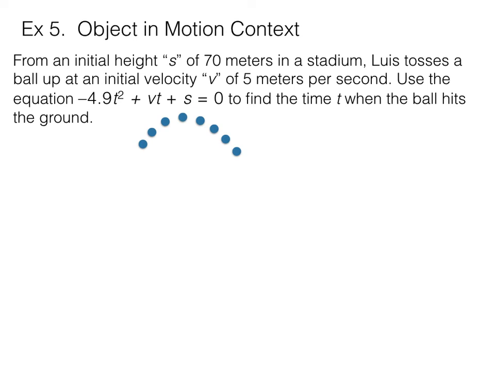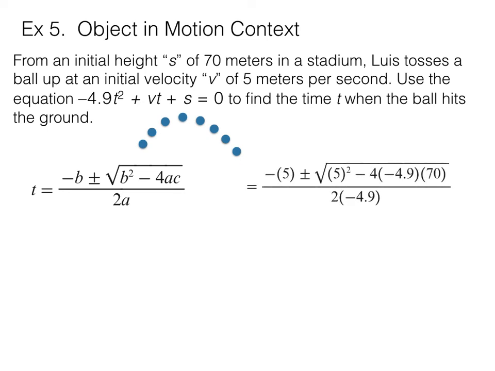And in this case, our independent variable is time, and our dependent variable is the height. So we're going to use the quadratic formula, but instead of x equals, it's going to say t equals, right? And now we'll just substitute in the values for a, b, and c. And we're also going to understand that b in this case is 5 because the initial velocity was given. And c in this case is 70. So here are our values that are substituted in.